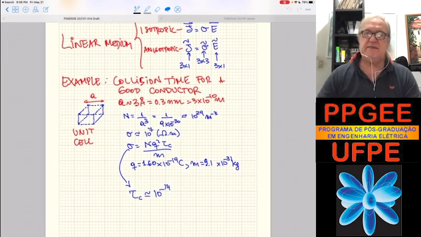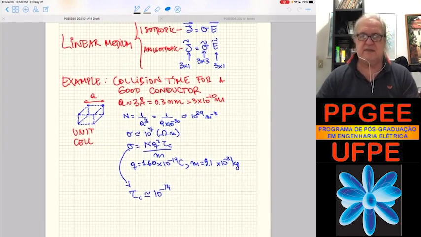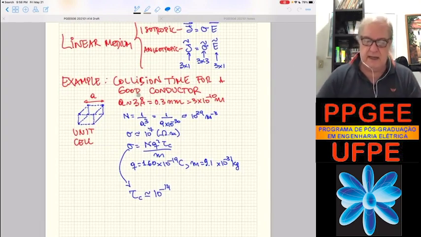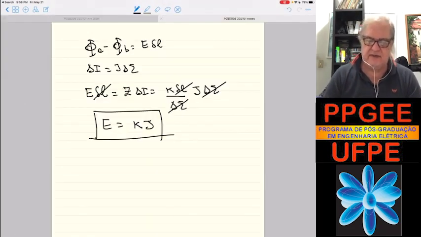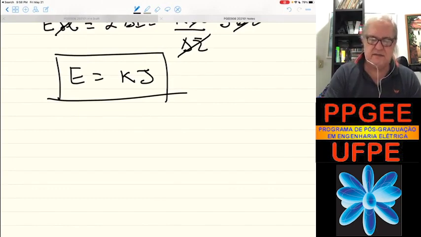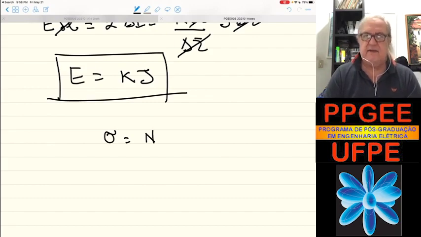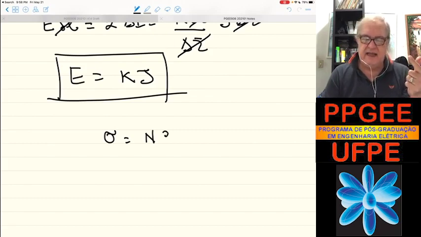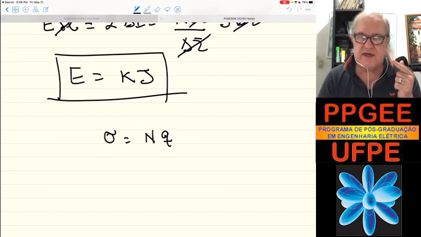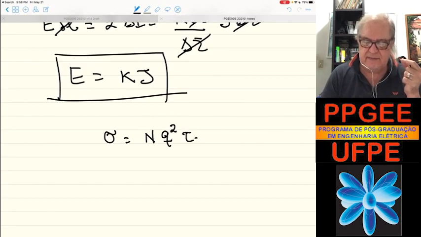So let's make a quick estimate on how much the collision time is for a good conductor, now that we have numbers for the conductivities, okay? So we can estimate things looking at the expression for the conductivity. Let's go back. The conductivity, always like this, is density. It's easy to remember the expression, right? The higher the density, the higher the conductivity. It doesn't depend on the sign of the charge, so it has to be Q squared. The longer the collision time, the better the conductivity. The higher the mass, the worse the conductivity.